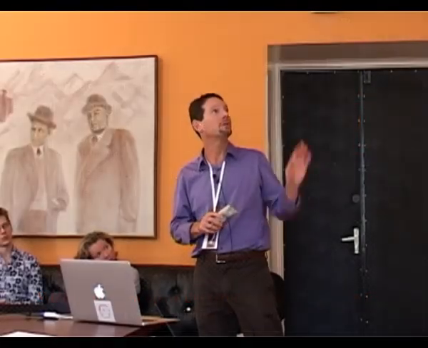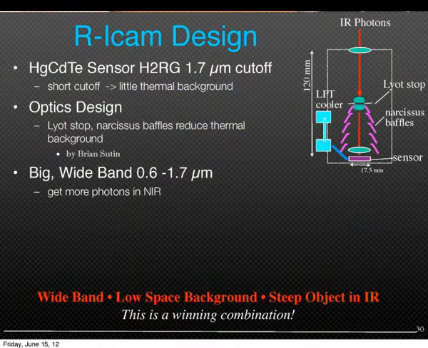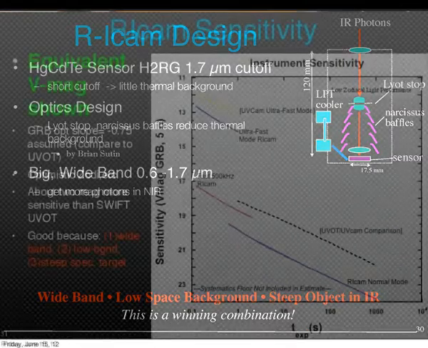We have a Leo stop and these nice baffles to give us a good design and no internal background, and a big wide band that goes from 6,000 angstroms to almost 2 microns. This is really the way to win. Wide band, low space background, you have a steep object that's bright in the infrared. This is the way to get faint bursts.